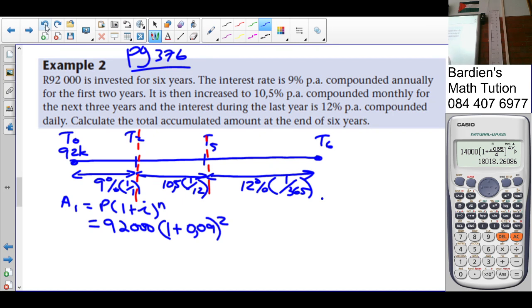So what does this give us? 92,000 into 1 plus 0.09 to the exponent 2 gives us 109,305.20. So that's the amount lying in the account at this point. Not so?